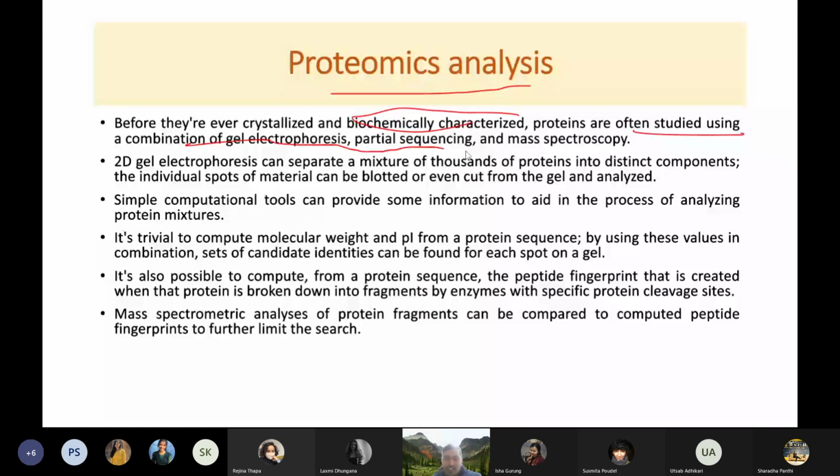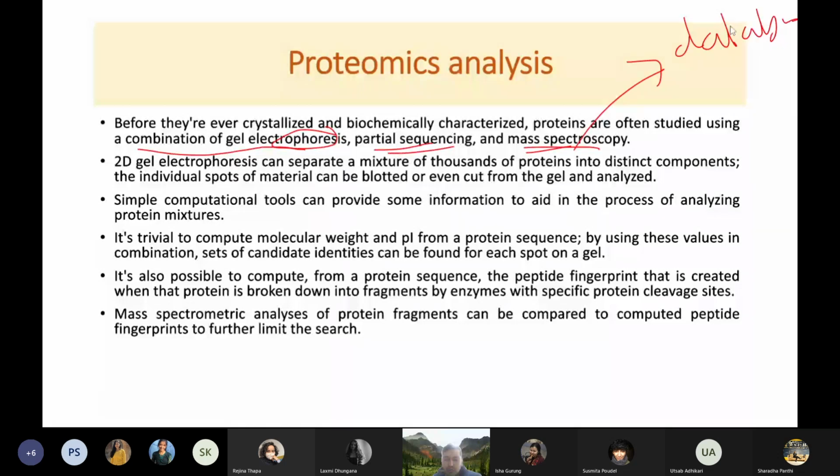All this information, the 2D gel electrophoresis information, the partial sequencing information and the mass spectroscopy information, we interpret into a database to make it easy. So 2D gel electrophoresis can separate a mixture of thousands of proteins into distinct components. The individual spots of the material can be blotted or even cut out from the gel and analyzed. So simple computational tools can provide some information to aid in the process of analyzing the protein mixtures.